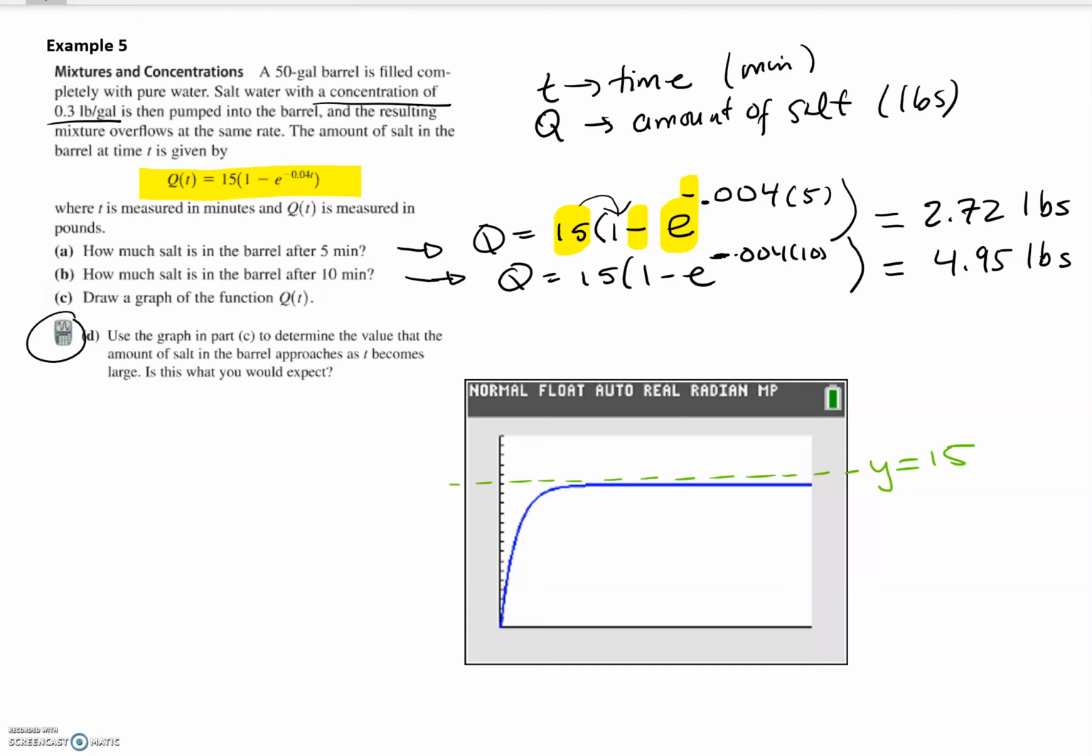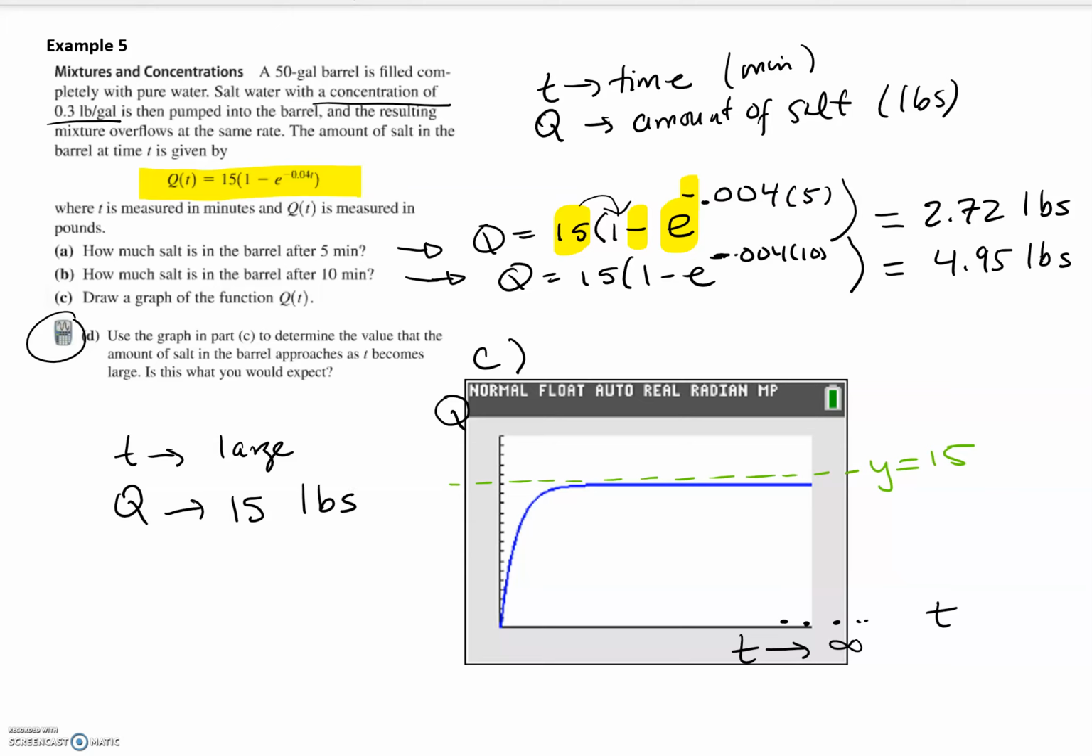So that was part C. Part D says, use the graph in part C to determine the value that the amount of salt in the barrel approaches as t becomes large. So as t goes to infinity, I'm walking to the right because this is my t-axis and that's my q-axis. And as t goes to the right, notice the q value ends up being 15. So as t becomes large, q approaches 15 pounds.